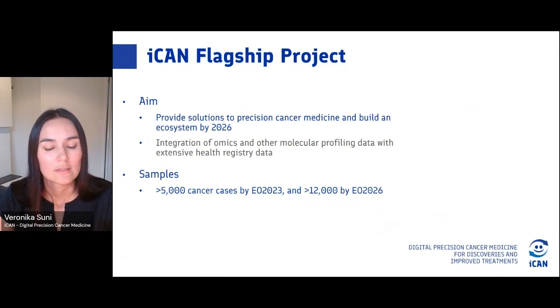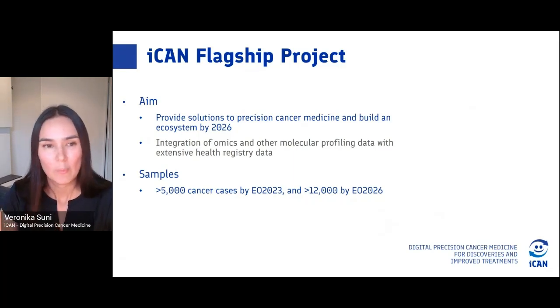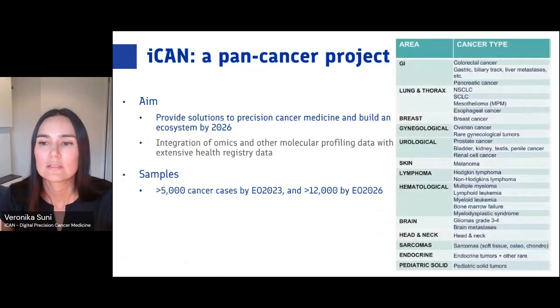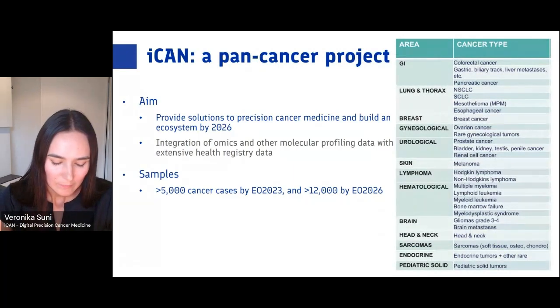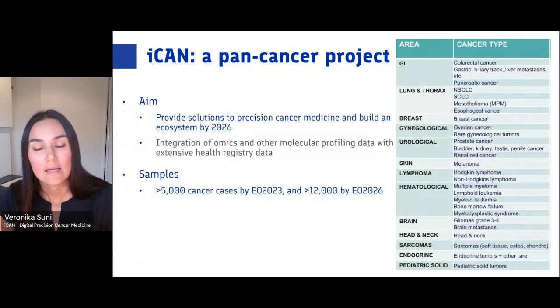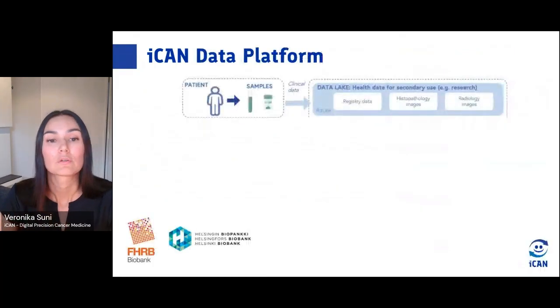We're estimating that by the end of next year, we'll have samples from more than 5,000 cancer cases and more than 12,000 cases in total. And ICAN is truly a pan-cancer project, so here I'm listing the areas and the cancer types we'll be working with. So all this data will be processed, integrated, and analyzed on an ICAN data platform that we're working to develop.